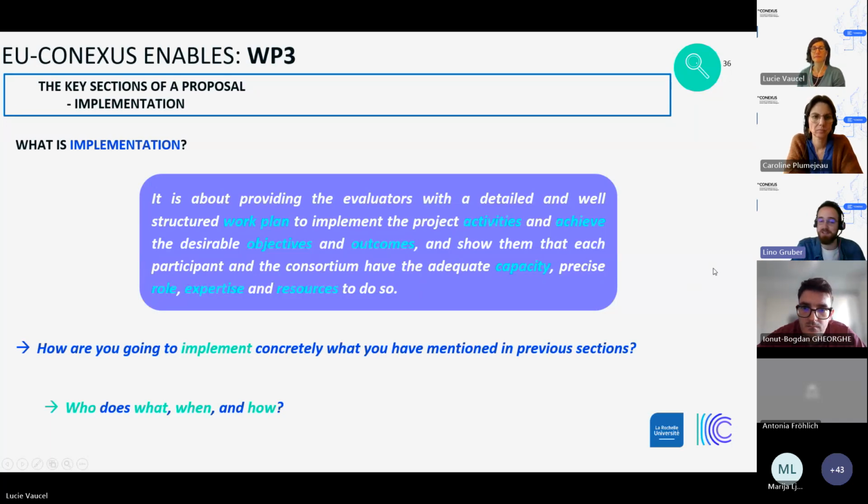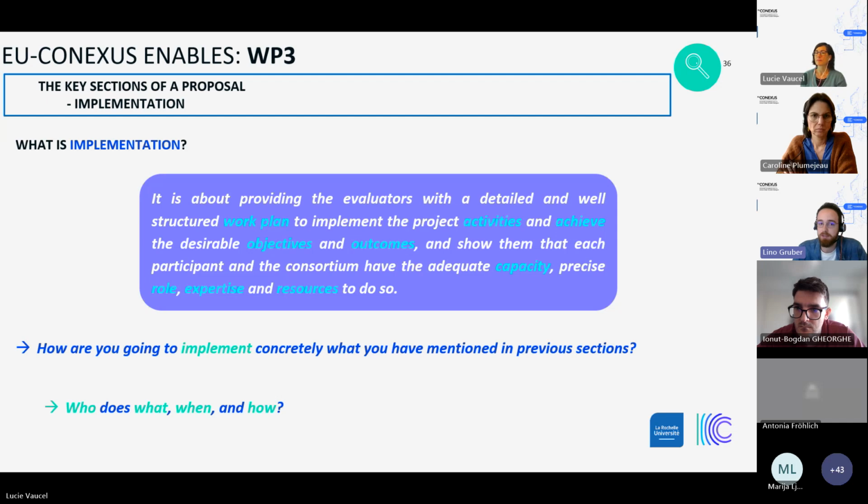What is implementation? So what the evaluators want is for you to provide them with a well-structured work plan on how you will put in place the project activities or tasks, if you will, and how you will achieve the objectives. And you will also be asked to show that every partner you've chosen, but also the group of partners as a whole, have the expertise and the resources to make the project successful.